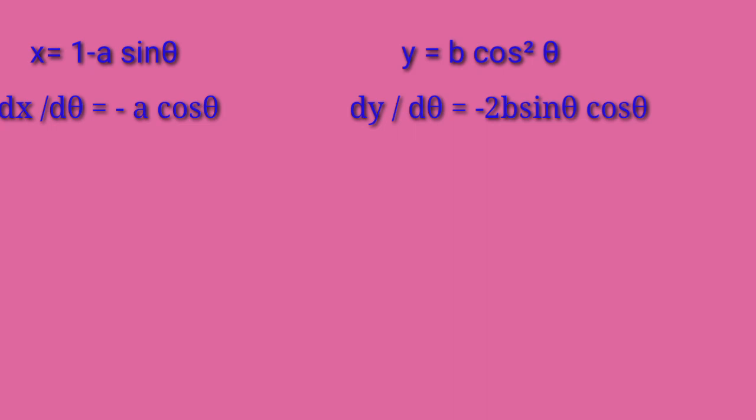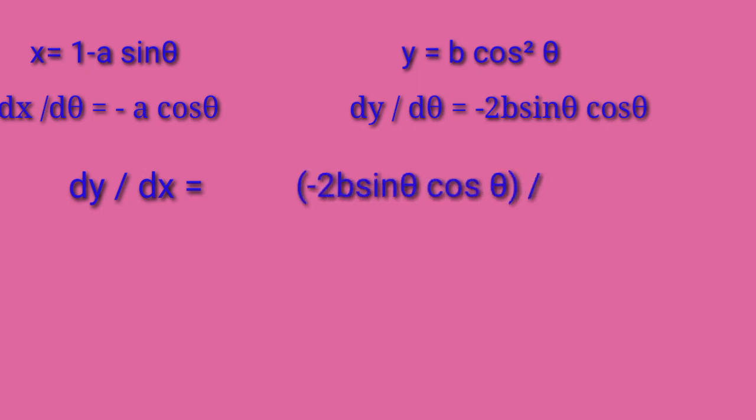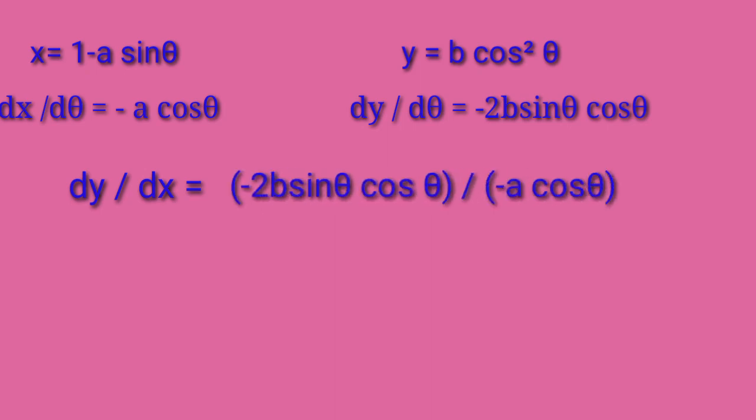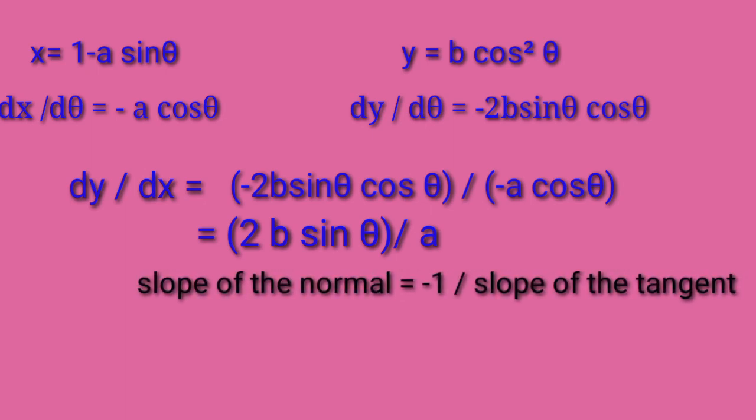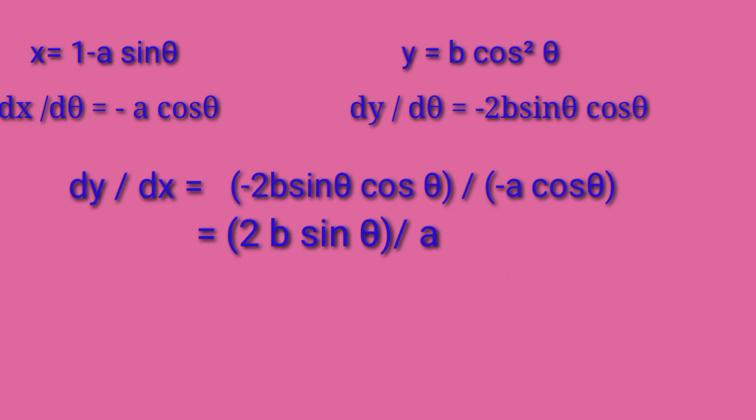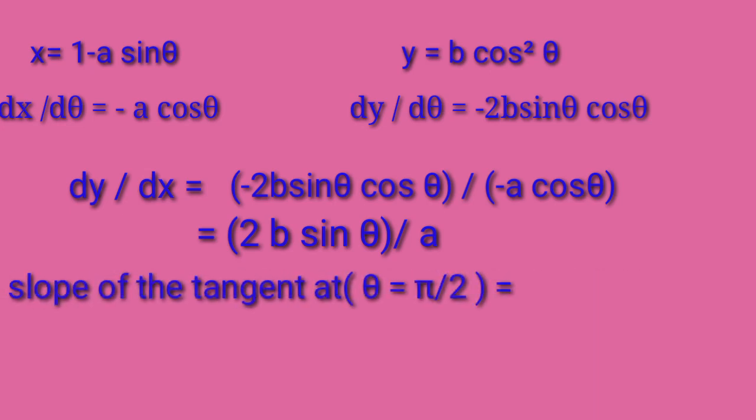Then you have to find dy by dx. As we know, dy by dx is equal to dy by d theta divided by dx by d theta. Here in the numerator and denominator cos theta is there, so it will cancel, then minus and minus becomes plus. So the answer is 2b sin theta by a. Here we have to find the slope of the normal. As we know, the slope of the normal is the negative reciprocal of the slope of the tangent. The slope of the tangent, as we know, is dy by dx. So dy by dx is 2b sin theta by a.